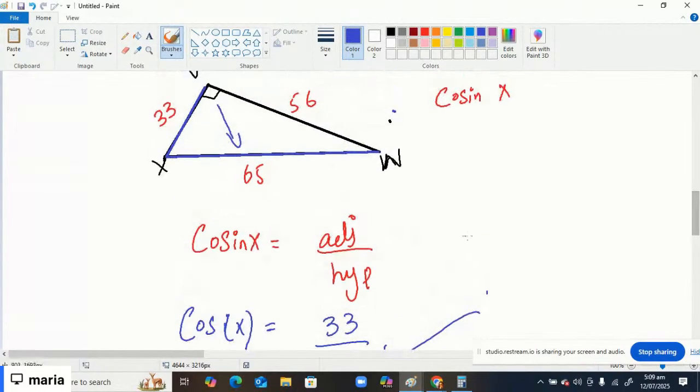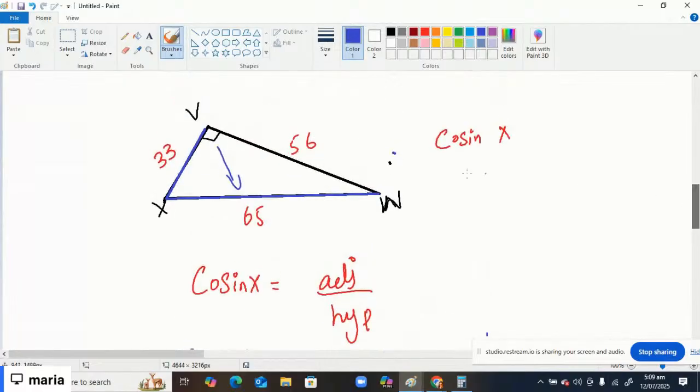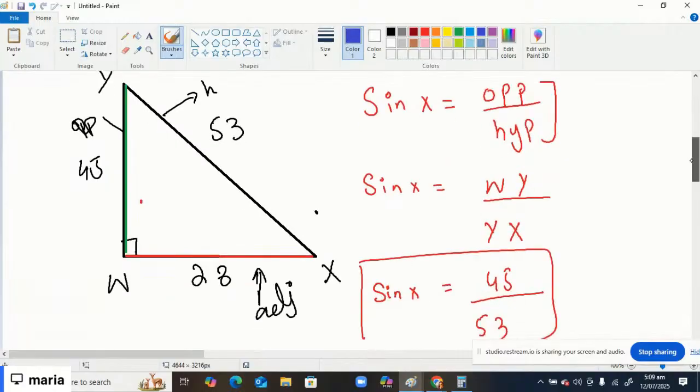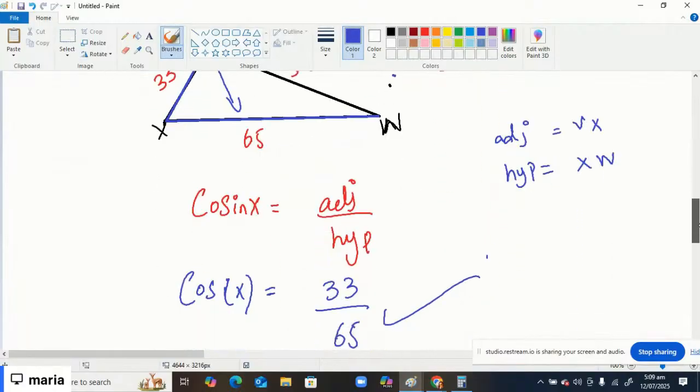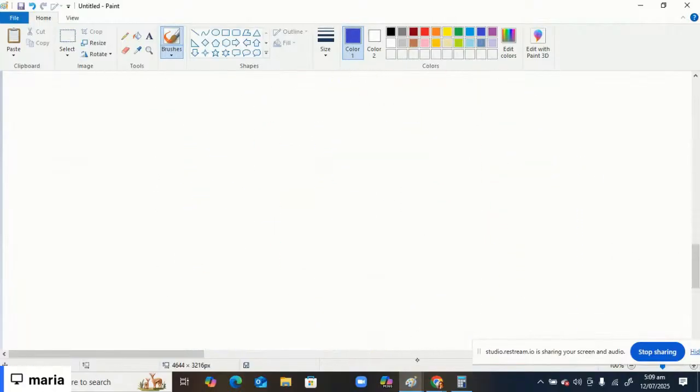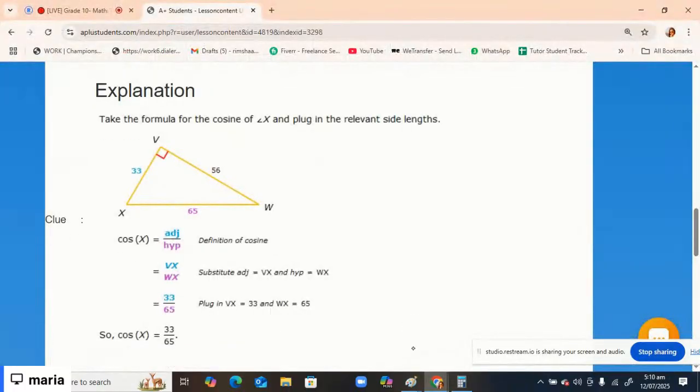If you want to write one more step, then Vx is your adjacent and your hypotenuse is xw. This is the way that we solve it. This is the formula for the sine of x, and this is the formula for the cos of x. Now, is there any question related to this?